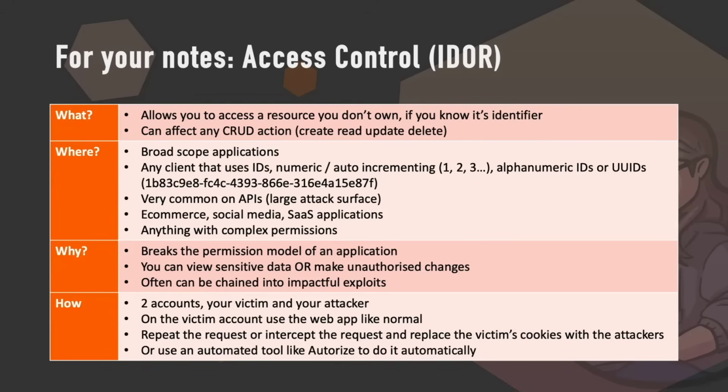You're going to create two accounts, a victim and an attacker. On the victim account, you're just going to use the web app like normal, and then you're going to repeat every single request or intercept it and replace the victim's cookies with the attacker's. You can also use automated tools like Authorize to do this automatically. And that is it for IDORs.